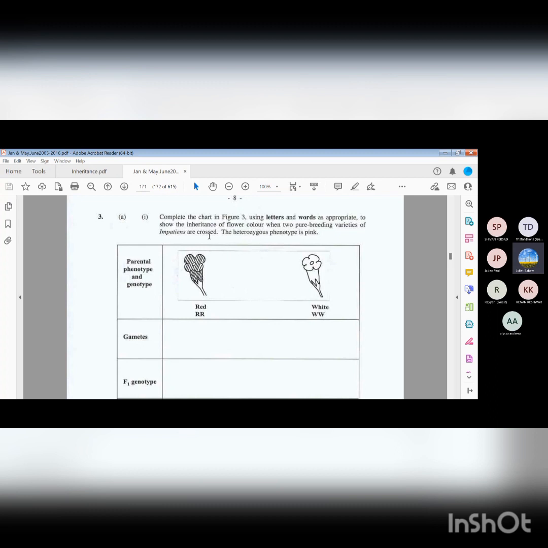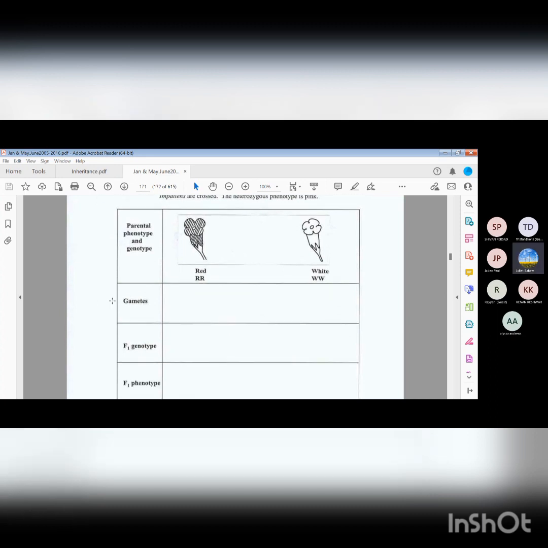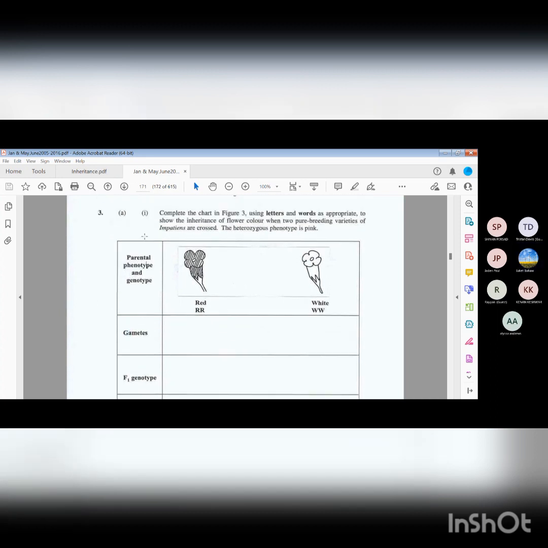I'll read it and we'll go through it, but I want you all to use the same steps from the previous one and work it out. Here we are seeing a chart. Ignore this chart. I'll explain the gametes in a second. Now you're using letters and words as appropriate to show the inheritance of flower color when two pure breeding varieties of impatiens are crossed. This is a type of flower with a lot of different colors. Here we have a red and we have white. Sometimes they give you the symbols to use.